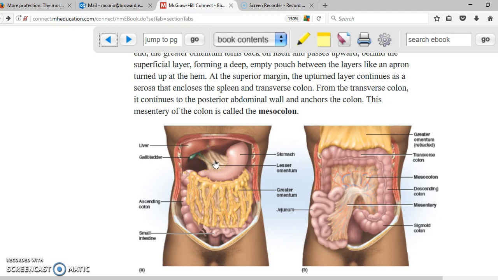Also, we have 2 very important serous membranes, and these ones are going to be the omentum: greater omentum, lesser omentum. The greater omentum is in front of the intestines, behind the abdominal wall. It contains a lot of fat, as you can see here. You have the lesser omentum that communicates the stomach with the liver.